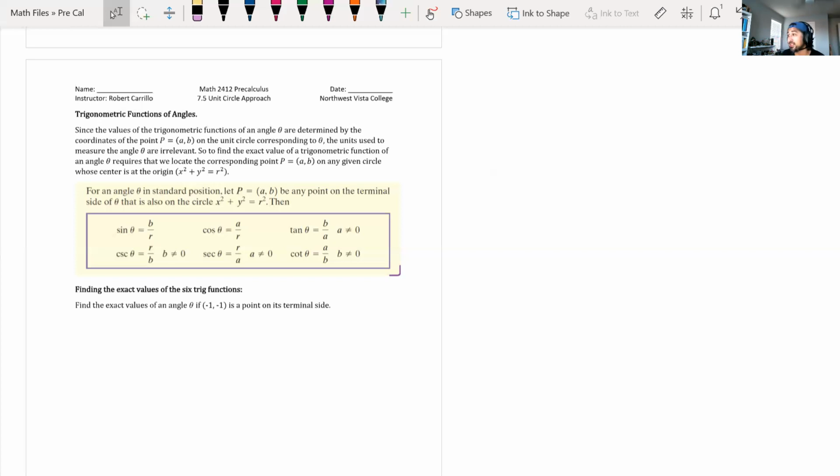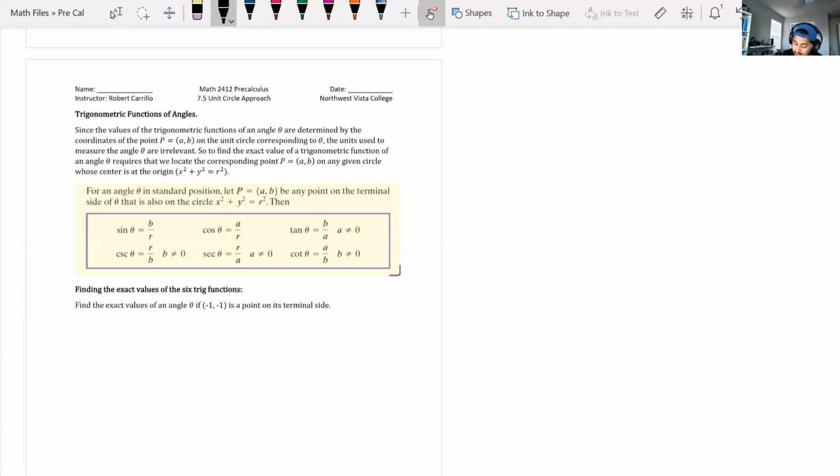So what all of this is saying is that no matter the radius, even if we were given a circle with a radius other than 1, we could still find the 6 trig ratios based on that point and that radius. So that's all this is saying here, and our ratios remain the same.